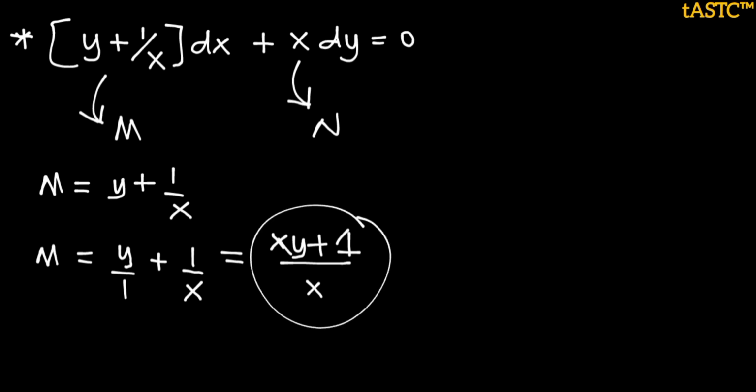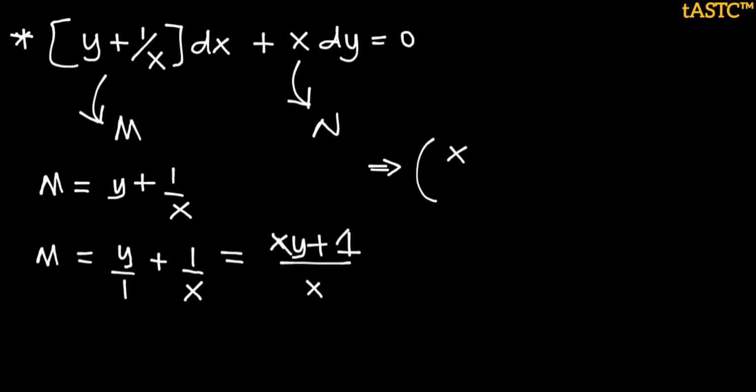So this stuff could also be written as xy plus 1 over x. So I'm going to rewrite this expression. In this case, we should have this stuff, which is the m, as xy plus 1 divided by x, and here we got a dx. This is going to be an x dy. This is equal to 0.